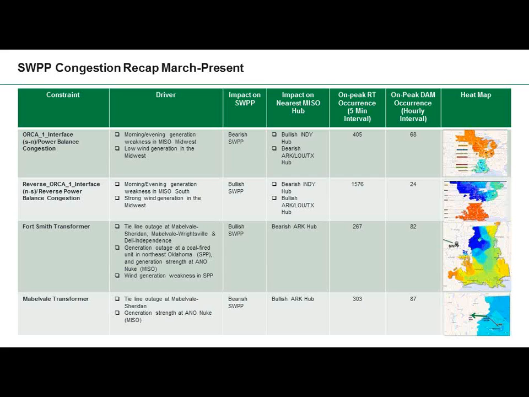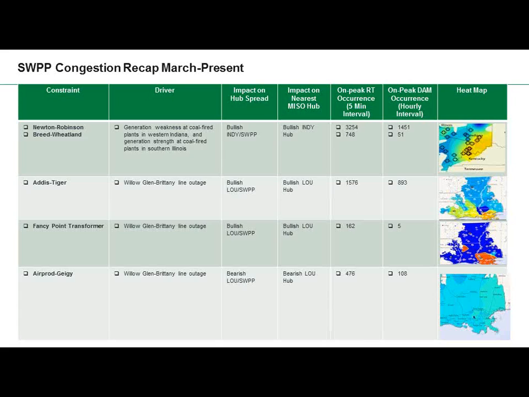First, let's talk about the Newton to Robinson, Freed to Wheatland congestion. This is a very classic congestion that we usually see over the morning ramp period. The driver is usually generation weakness at coal-fired plants in western Indiana, and generation strength coming from the southern part of Illinois. The impact on the hub spread will be bullish to the Indy SPP, and it's obviously bullish to the Indy hub. We see it across both the real-time and the day-ahead.